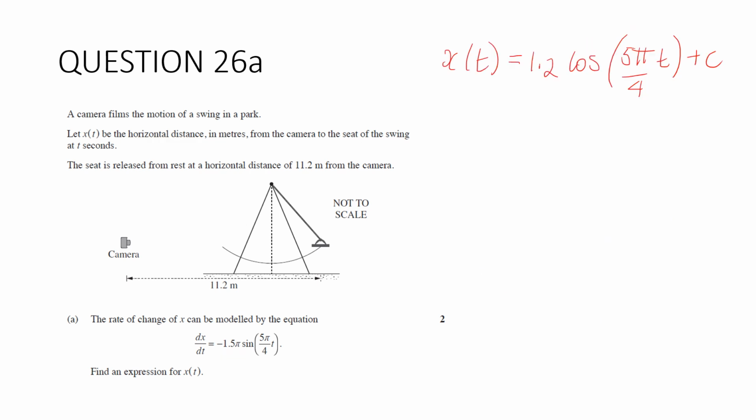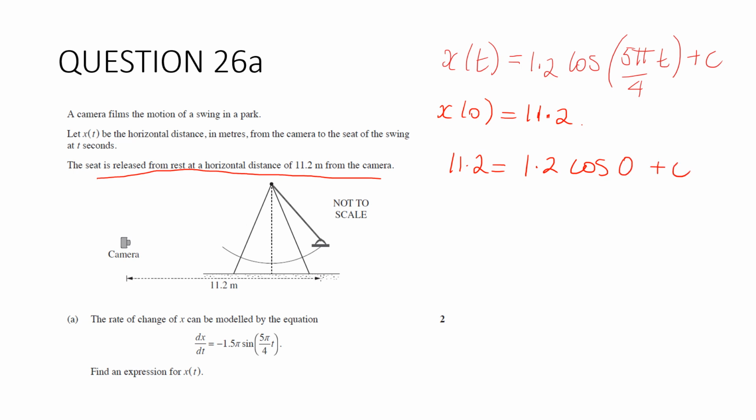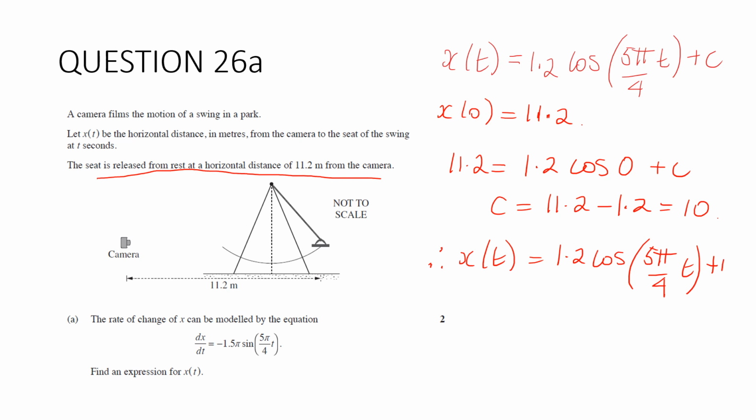Now let's resolve that constant. The seat is released from rest at a horizontal distance of 11.2 meters from the camera. In other words, x of 0 is equal to 11.2. So 11.2 is equal to 1.2 cos 0 plus c. Cos of 0 is 1. So c is equal to 11.2 take 1.2, which is 10. Therefore, x of t is equal to 1.2 cos 5 pi on 4t plus 10.